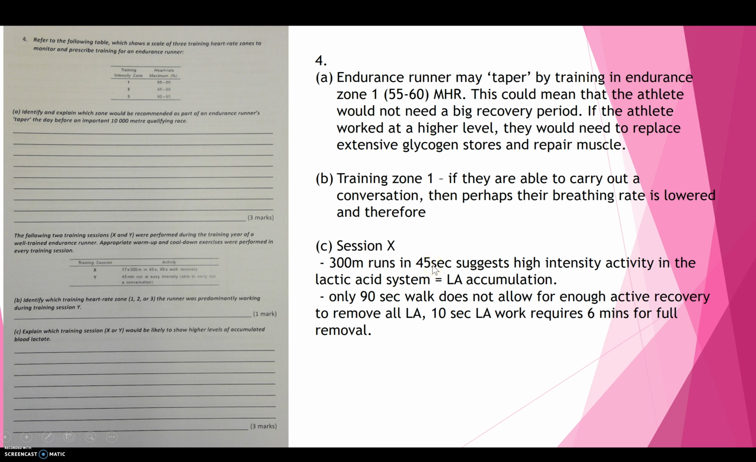In 45 seconds we're also working about 35 seconds in the lactic acid system primarily. And only 90 seconds walk does not allow for enough active recovery to move all that lactic acid. So we'd be having that lactic acid build up.